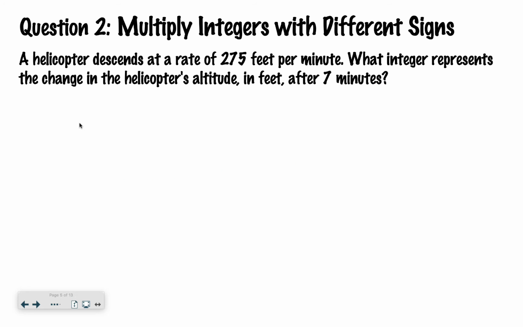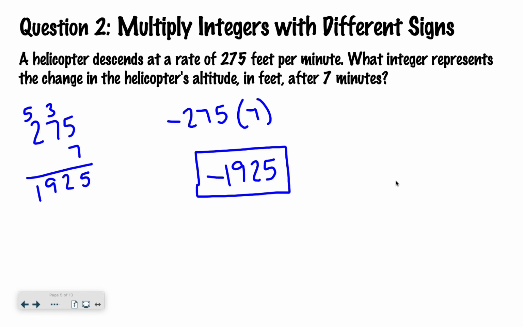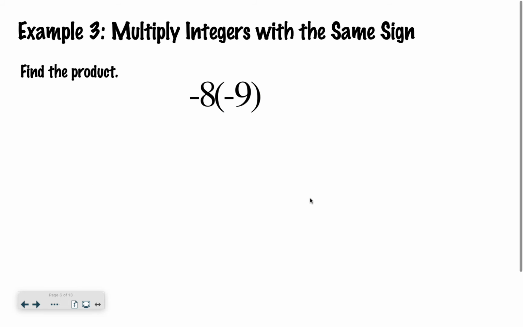Okay, I want you to solve this one on your own. A helicopter descends at a rate of 275 feet per minute. What integer represents the change in the helicopter's altitude in feet after 7 minutes? Good luck. All right, for this problem, hopefully you said 275 times 7 is 1,925. And you said a negative times a positive is a negative. So the helicopter goes down 1,925 feet.